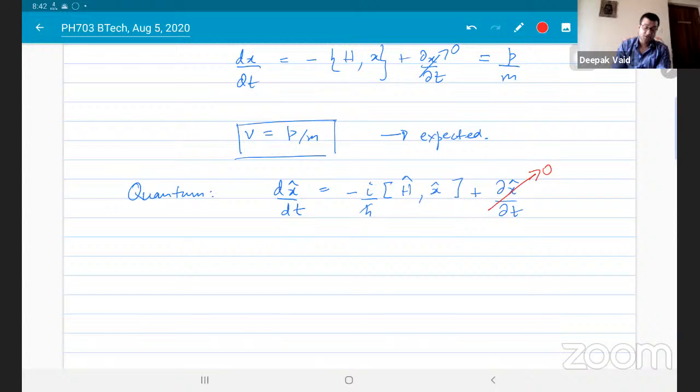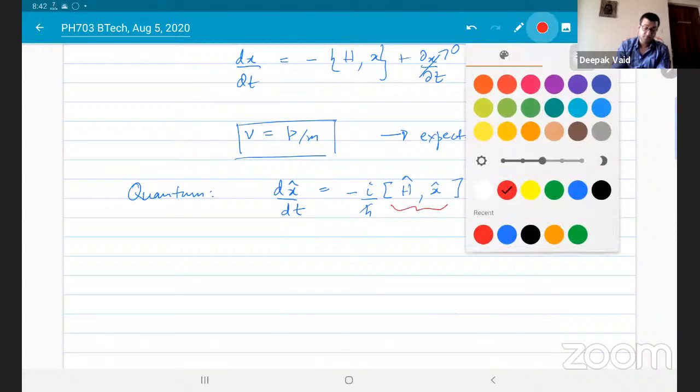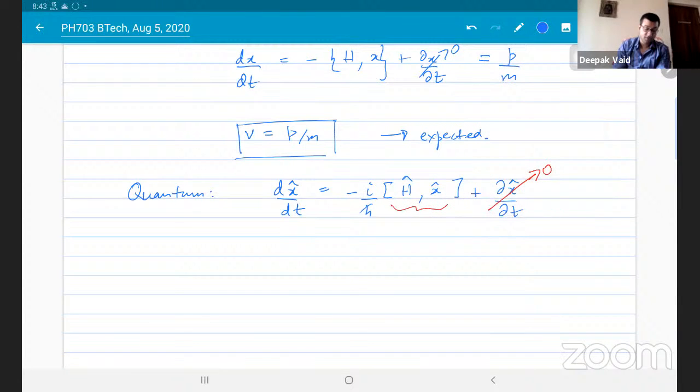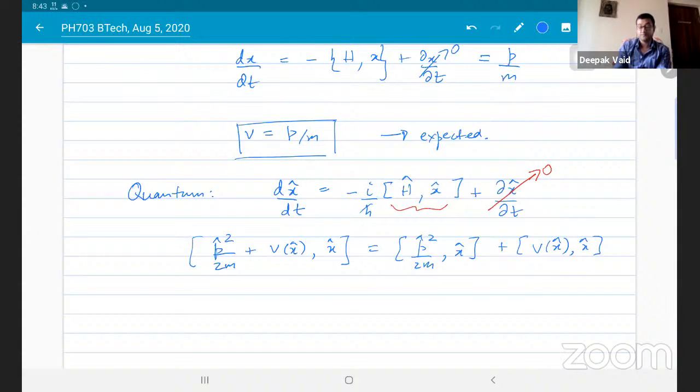So now what is this commutator of h and x? Again, this is a commutator of p square by 2m plus v of x with x. And this is the commutator of p square by 2m with x, and the commutator of v of x with x. Once again, this is 0, right? Why? Because we know that x commutes with x.